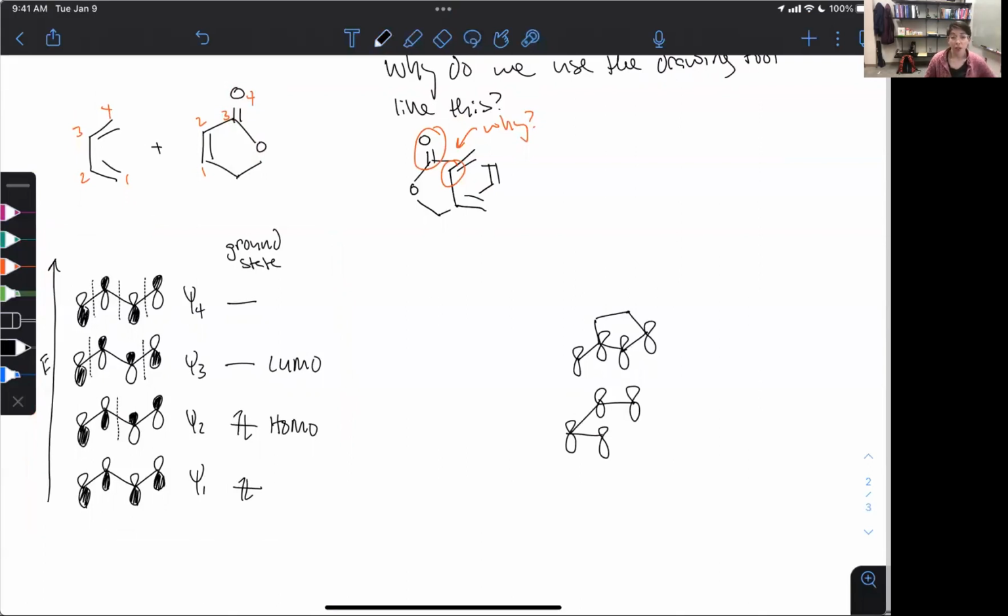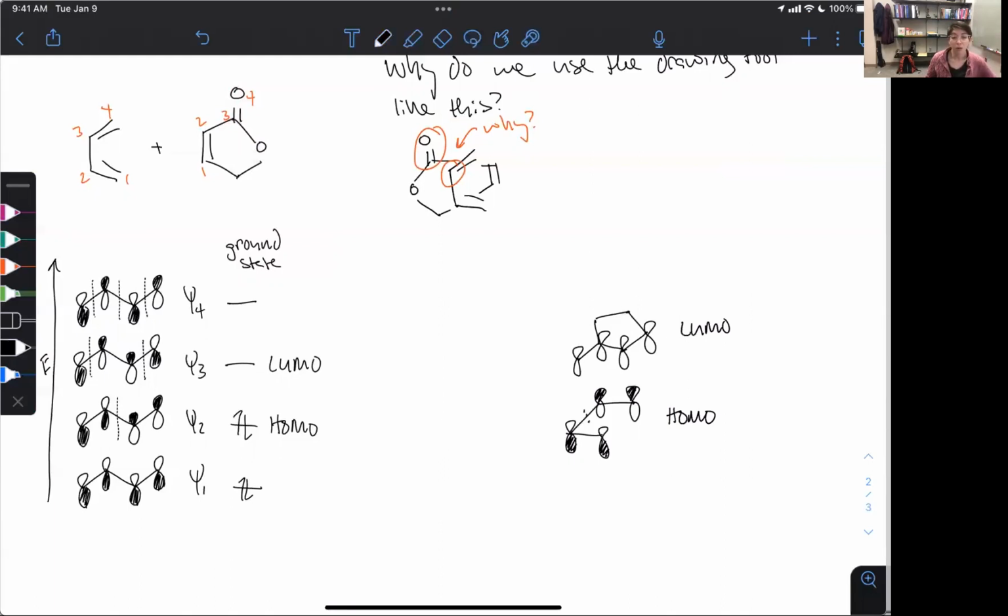Okay, so essentially what we're going to do is use the same kind of HOMO-LUMO situation. So we're going to have the HOMO of our diene and the LUMO of our dienophile. So I'm going to go ahead and fill in the HOMO first. So again, I've got one node here, and it's going to be right there.